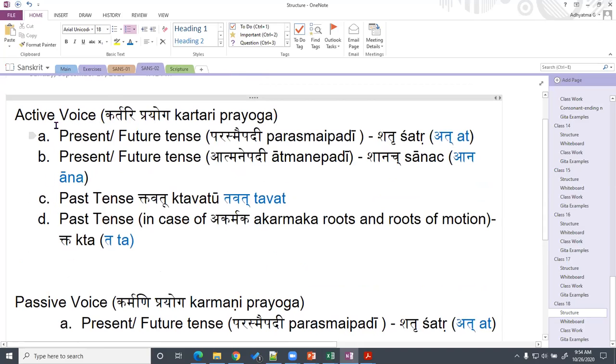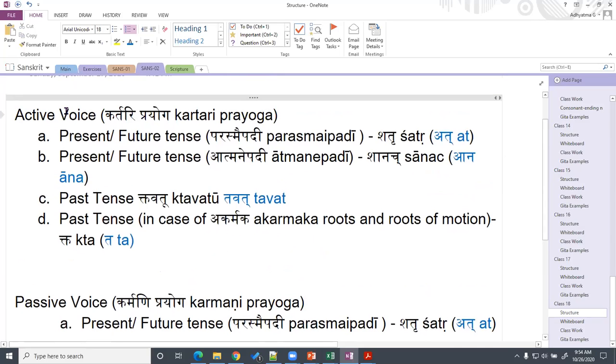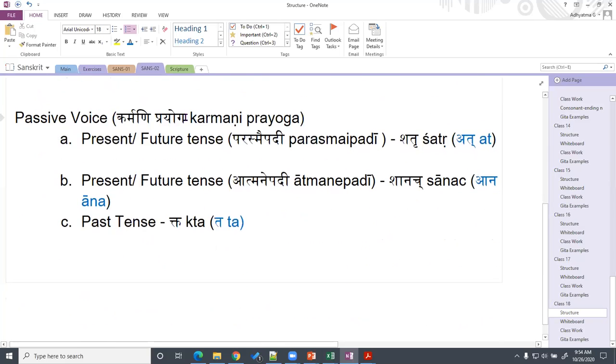So in active voice, we have covered the present or future tense for parasmaipadi and atmanepadi. Then past tense is tavat, that is the pratyaya. And past tense in case of akarmaka roots, we also have the ta pratyaya, and roots of motion, like Ramaha gataha, Rama has gone. Then in the passive voice, we have participles for active voice, that means they are replacing the function of active voice verb, and participles in passive voice, that means they are replacing the function of passive voice verb.